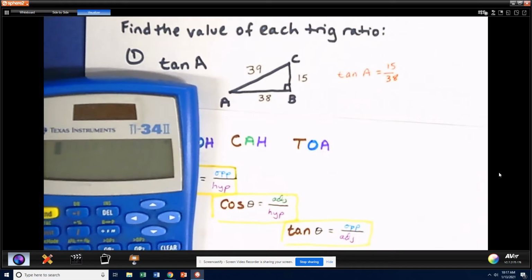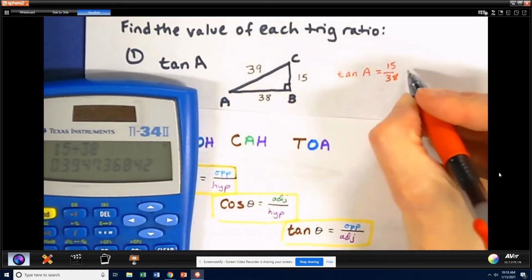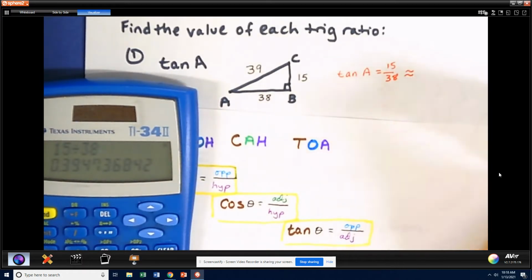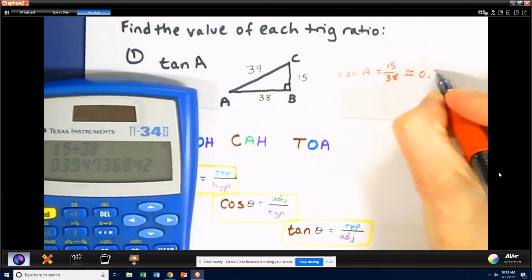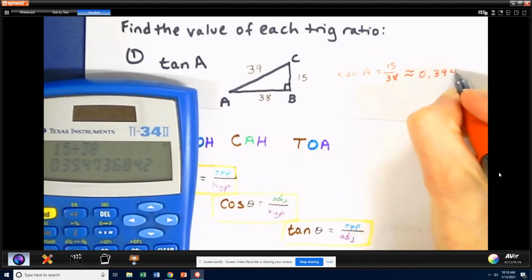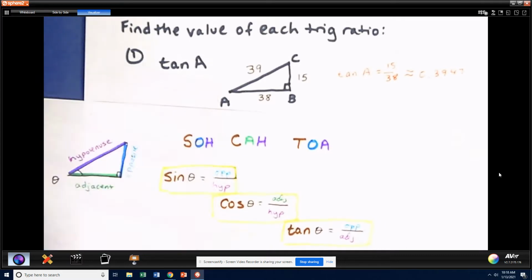So I would just do 15 divided by 38 on my calculator the same old way. It's approximately, so make your equal sign an almost equal to, squiggly, 0.3947. I'll round to the 10,000th place, so I have accuracy to 4 decimal places.